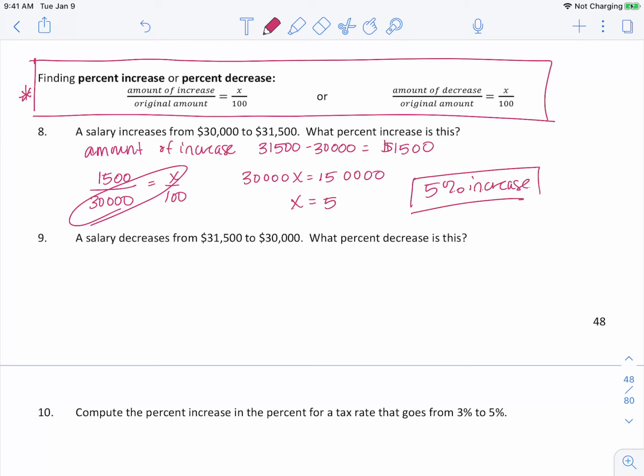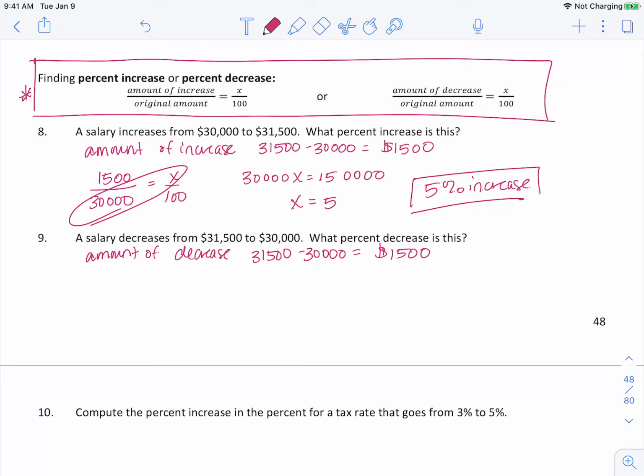I would like you to do number 9 now. Okay, for this one, we're doing a salary decreases from 31,500 to 30,000. So our amount of decrease, we take 31,500 minus 30,000. So this is 1,500. So that changes the same. We're just going the opposite direction.